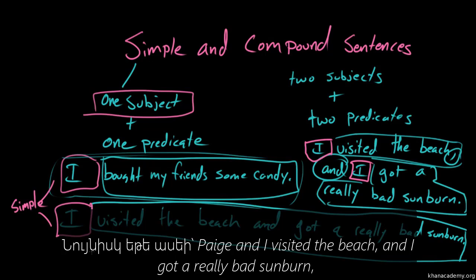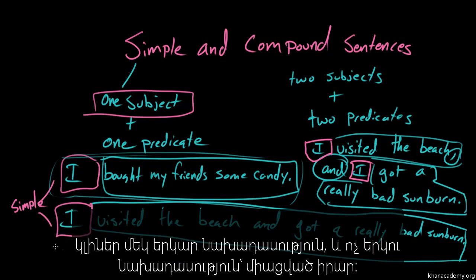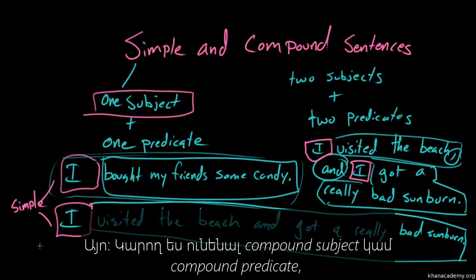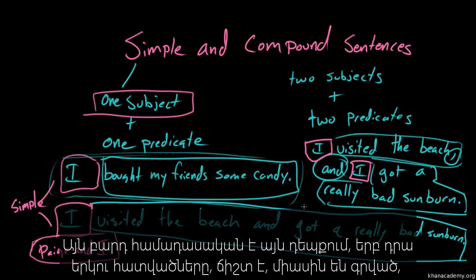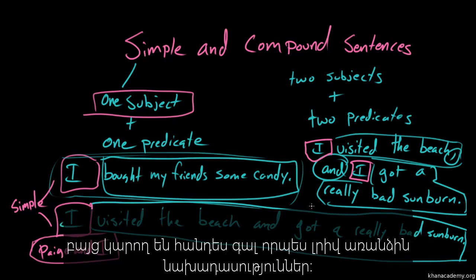And even if I'd written Paige and I visited the beach and got a really bad sunburn, that would still be a compound subject, but it wouldn't be two sentences squished together. It would be one kind of long sentence. You can have a compound subject or a compound predicate, but that doesn't make it a compound sentence. What makes it a compound sentence is you have two parts that can stand on their own as individual sentences, and they're sort of being put together.